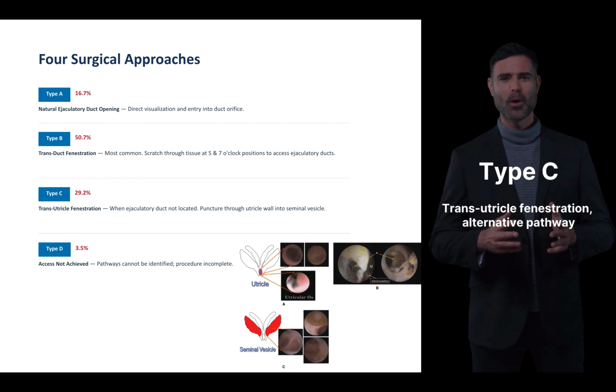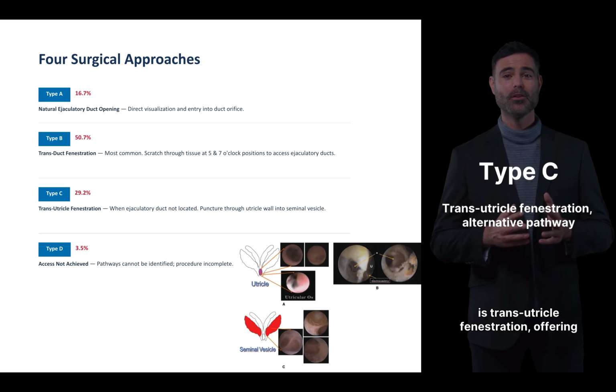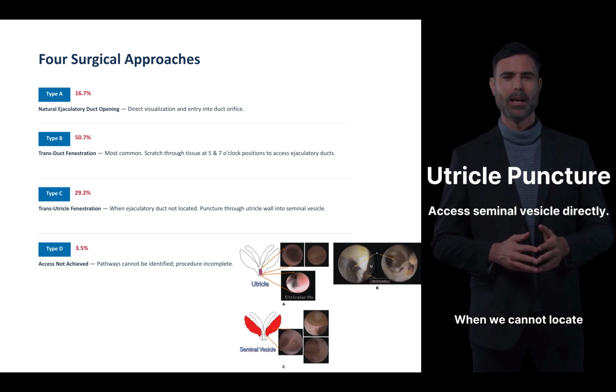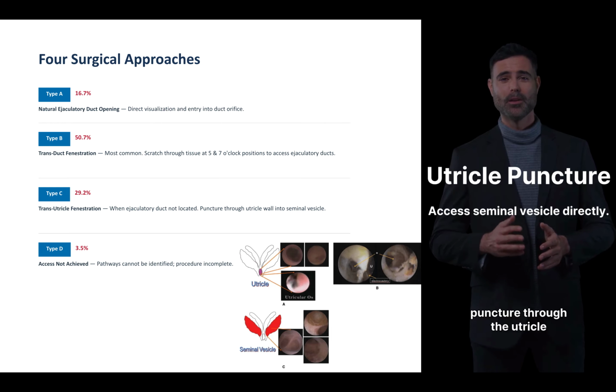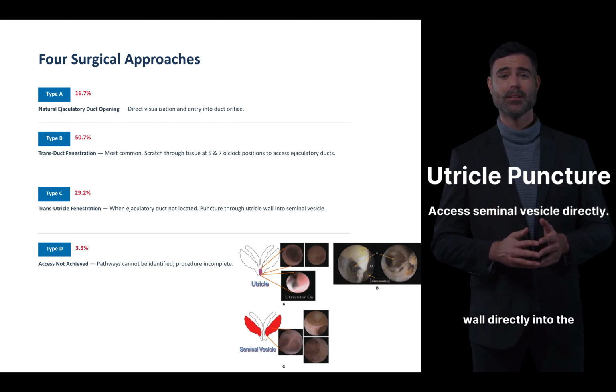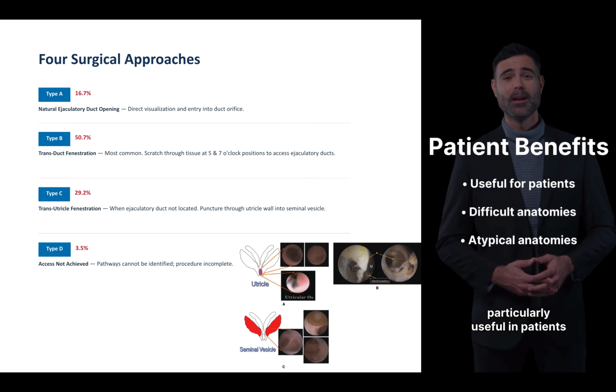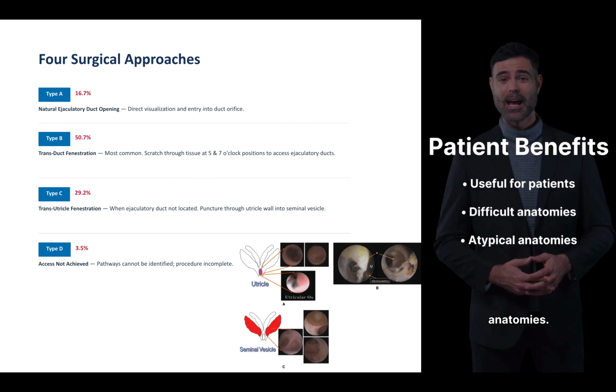Type C, occurring in 29% of cases, is transutricular fenestration, offering an alternative pathway. When we cannot locate the ejaculatory duct, we puncture through the utricle wall directly into the seminal vesicle. This alternative pathway is particularly useful in patients with difficult or atypical anatomies.